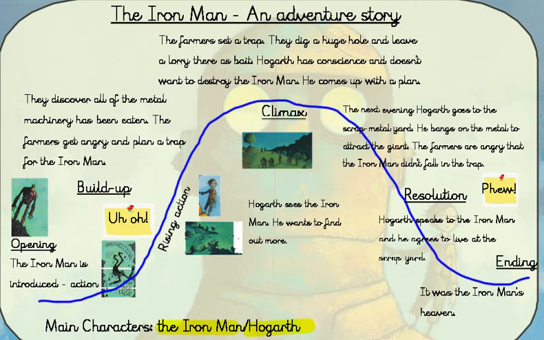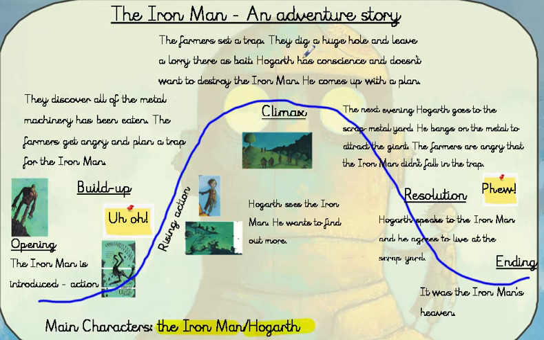Okay, I just want to recap what's happened in our story. So we had the opening where we focused on introducing the Iron Man, describing what he looked like and describing this event that happened at the beginning with all of that lovely language to really make it an exciting opening. Then we have the rising action in our build-up. Hogarth spots the Iron Man and wants to find out more. But the rest of the community, the farmers, discover all the metal machinery has been eaten, and the farmers get really angry and plan a trap for the Iron Man.